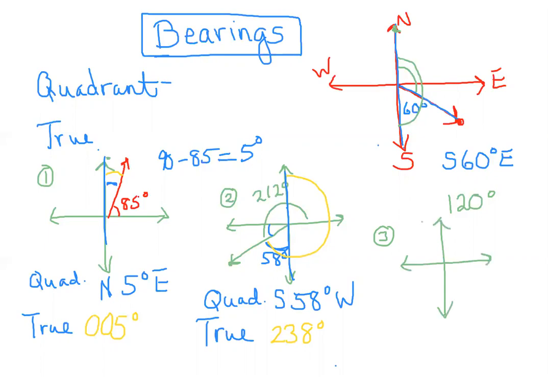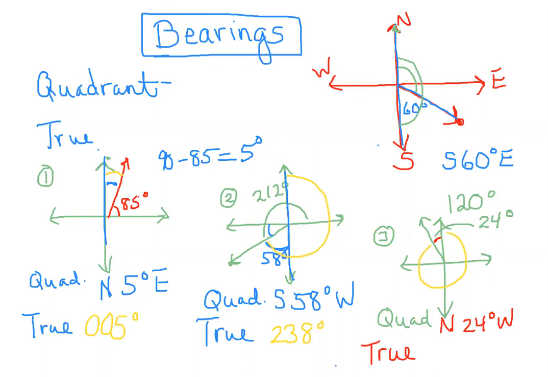Okay, and then for number 3, let's do one more for practice. We've got a vector right here, and this little angle right in there is 24 degrees. So our quadrant is going to be the acute angle between the north, south, and there. So that's this little angle right there, which is 24. That's what they gave us. And our directions are north, west. And for our true, we're going to start at the north, and we're going clockwise all the way around. So we're going to take 360 minus 24, and we get 336 degrees for our true bearing.